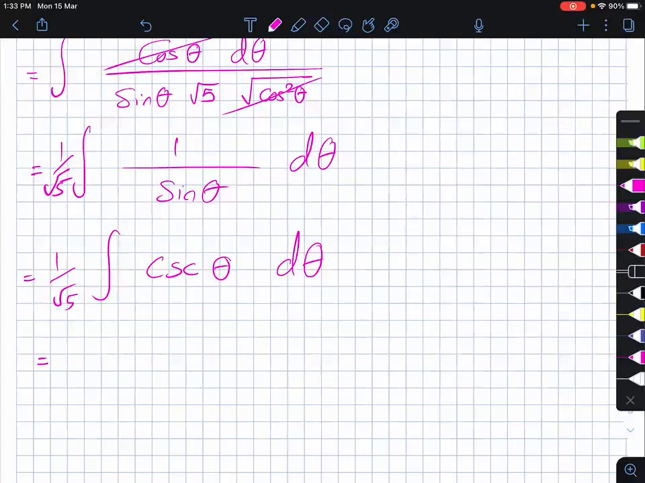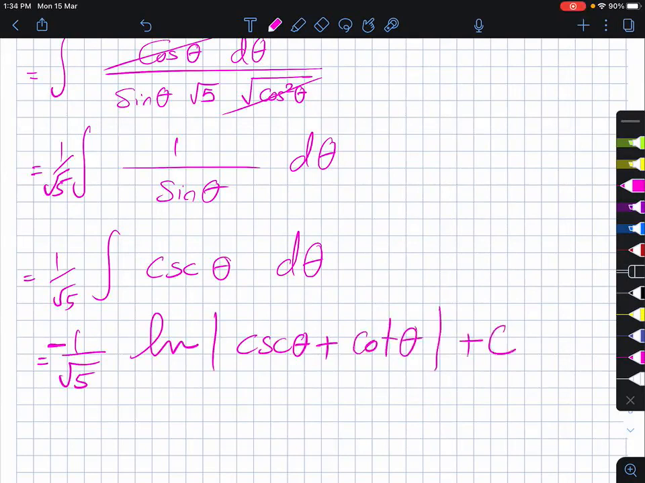The integral of cosec is negative ln absolute value of cosec plus cotan. Guys, focus. The integral of sec is ln absolute value of sec x plus tan x. This is the integral of sec. So you have to know this one also: the integral of cosec theta is negative ln absolute value of cosec theta plus cotan theta plus C. This is assumed that we already know it.